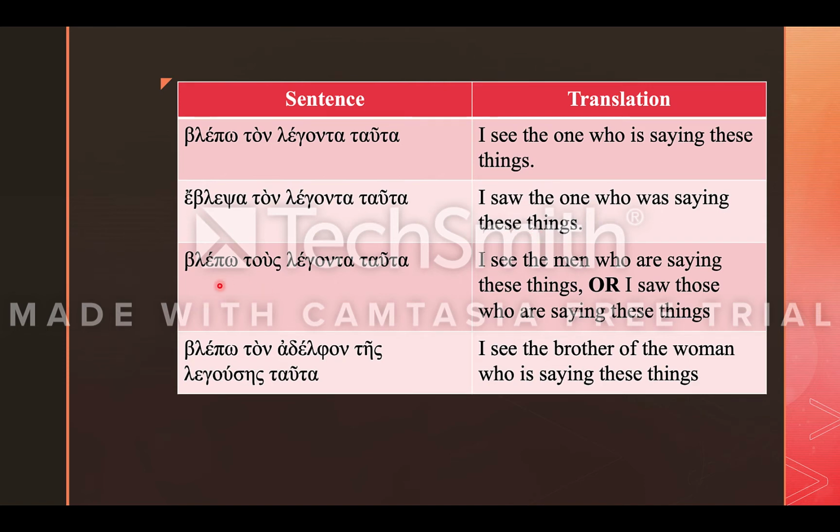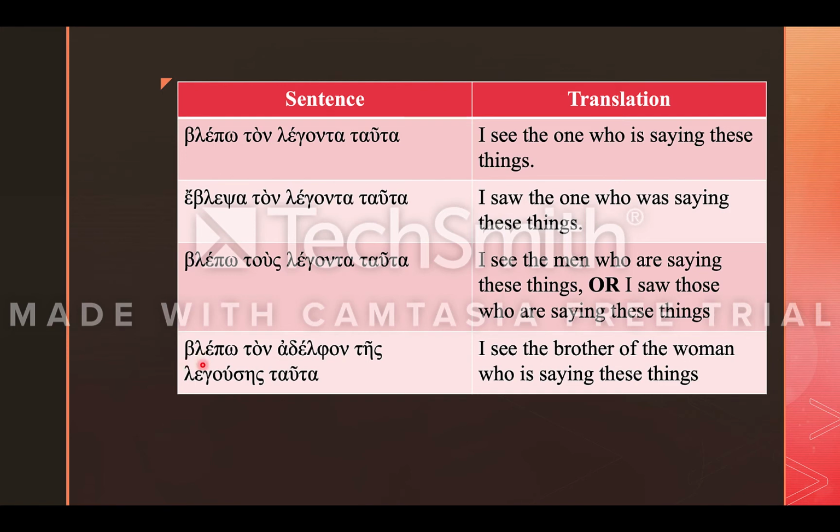Now, let's come back to the third sentence. Blepo tous legontas tauta. Now, let's look at the difference between the first two sentences and the third sentence. And that's basically the use of tous, which is accusative plural. Now, let's look at the translation. I see the men. Tous is masculine accusative. Legontas is masculine present plural. I see the men who are saying these things. Or I see those who are saying these things.